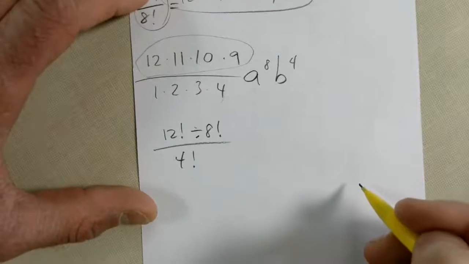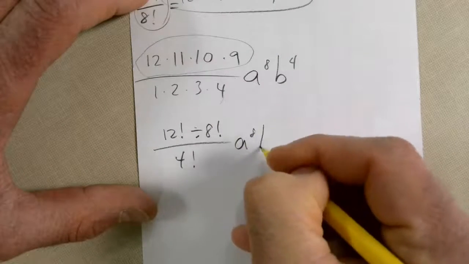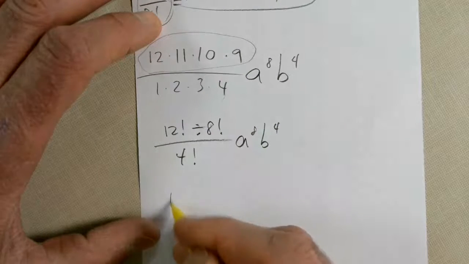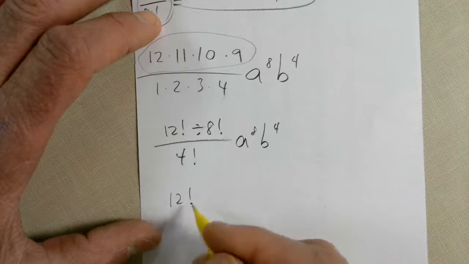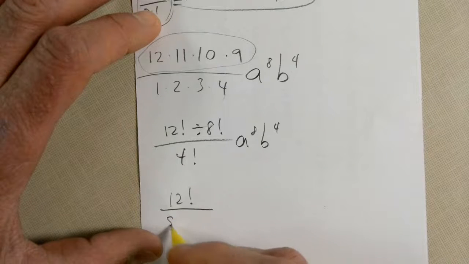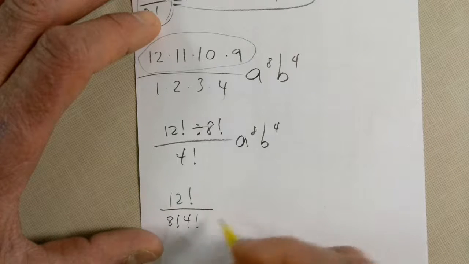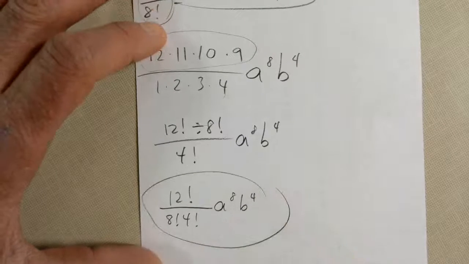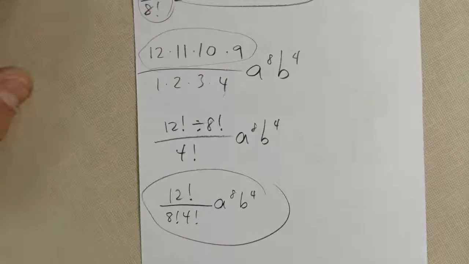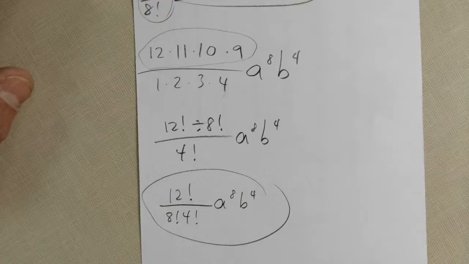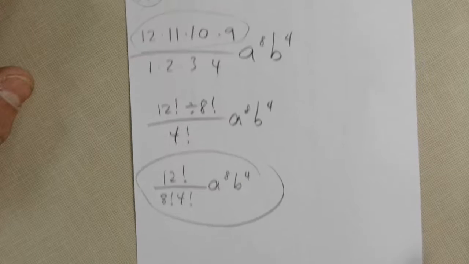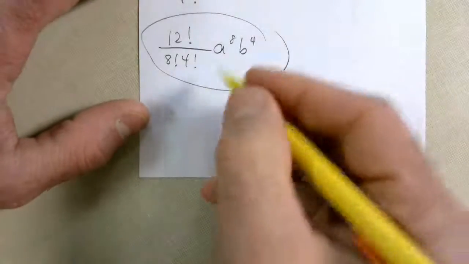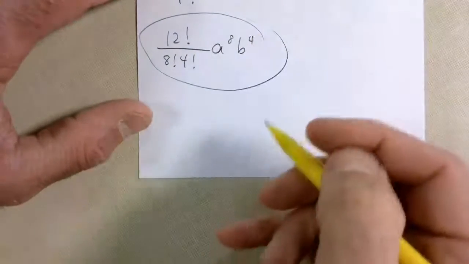Think about that, make sure it's clear. A to the 8th, b to the 4th, and then since this is divided by, it'll come down here, 12 factorial divided by 8 factorial times 4 factorial, a to the 8th, b to the 4th. That's the 5th term of that expanded binomial. Okay, now if you look right here, this is how to find any term.